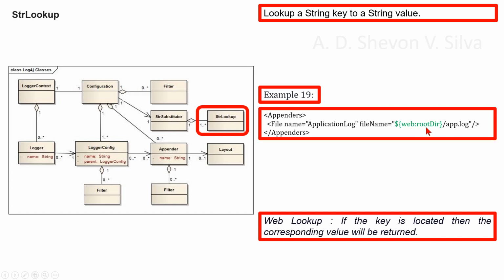Here the key rootDir returns the result of calling getRealPath with a value of /. Any other key names specified will first be checked to see if a servlet context attribute exists with that name, and then will be checked to see if an initialization parameter of that name exists. If the key is located, then the corresponding value will be returned.